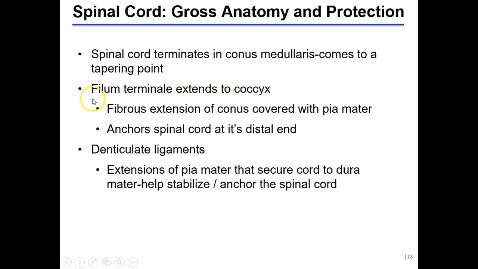And the filum terminale continues to be covered by the pia mater as it extends down to the coccyx. And so this serves as an anchoring point for the distal end of the spinal cord. In addition to that, throughout the length of the spinal cord, there are extensions where the pia mater extends from the outer surface of the CNS tissue and runs outwards to attach to the inner layer of the dura, and that again helps stabilize or anchor the spinal cord securely within the meningeal layers.